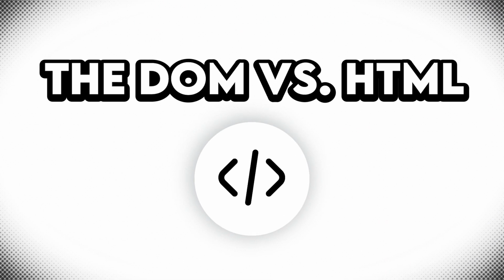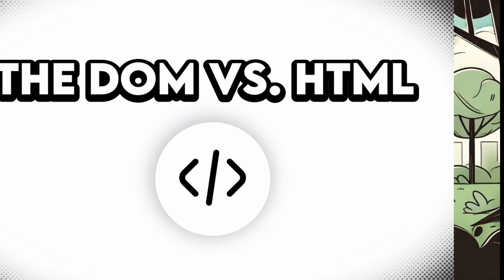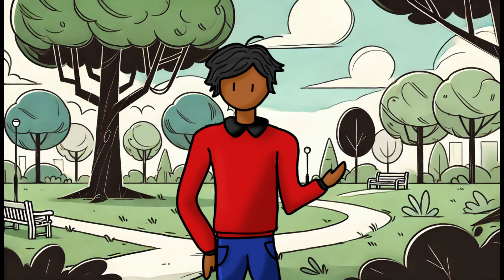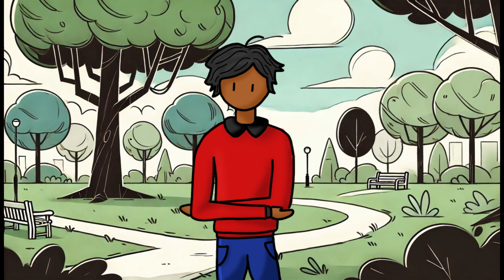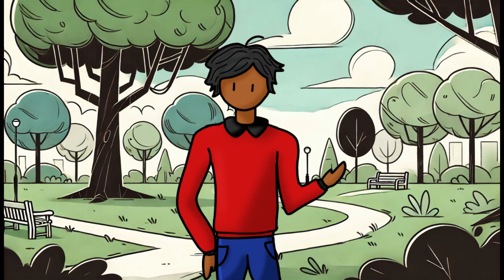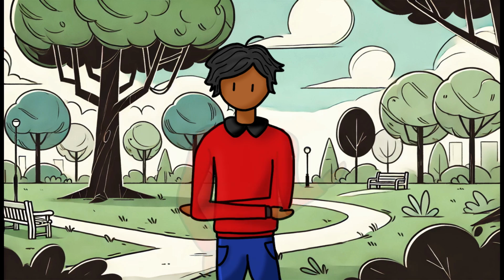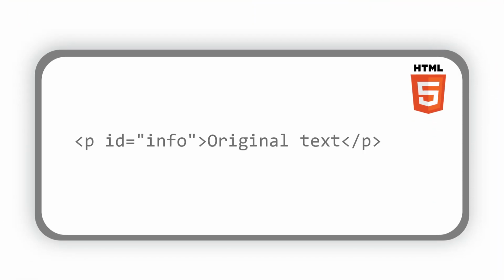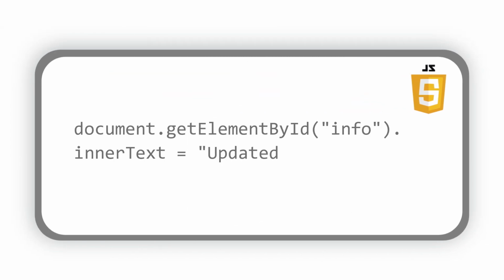A common point of confusion is the difference between HTML and the DOM. HTML is the original code written in a file, the .html, and the DOM is what the browser creates based on that HTML. JavaScript interacts with the DOM, not the original HTML file. So for example, if we write this in our HTML and later change it with JavaScript to "updated text", the HTML file itself remains unchanged, but the displayed web page updates.